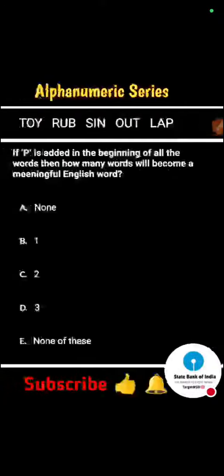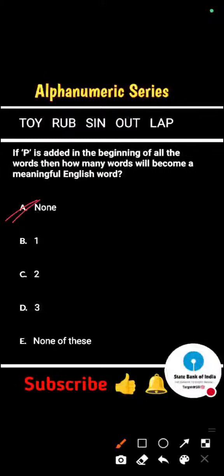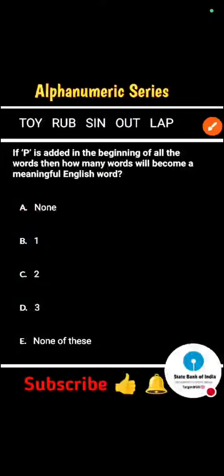Now we reach the alphanumeric series. Let's see this one. If P is added in the beginning of all the words, then how many meaningful English words will become? Rub, sin, pout, clap: no single word. So the answer will be none. No meaningful word. Next question.